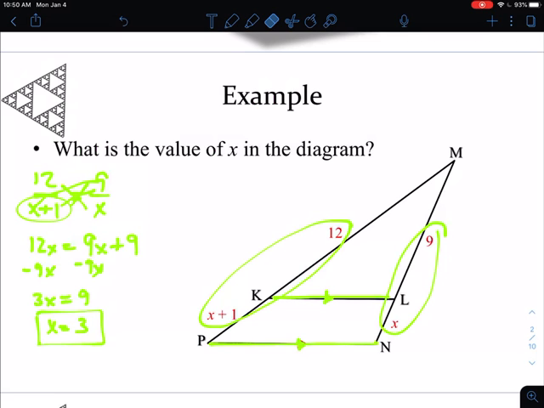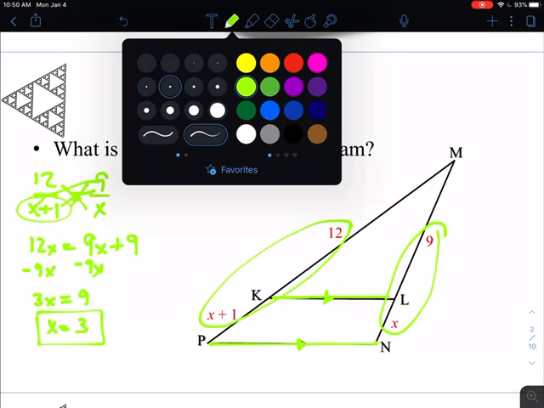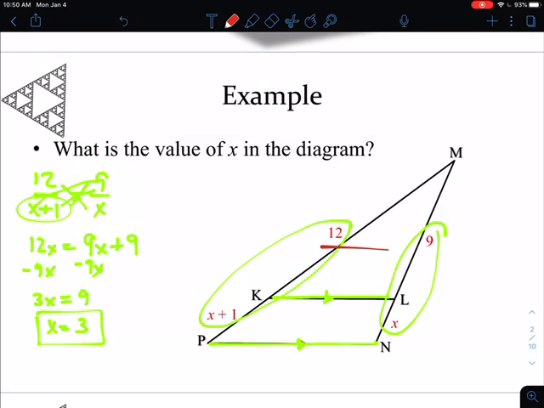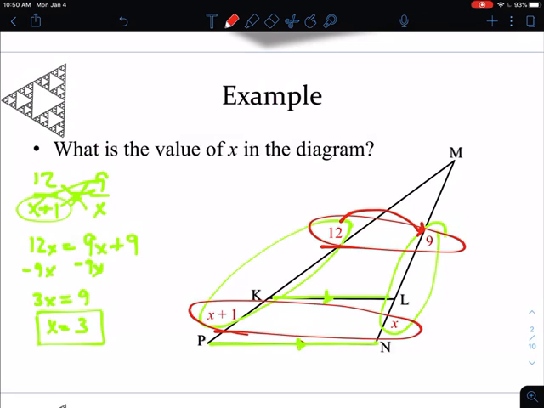We chose to do top over bottom equals top over bottom. We also talked about on the last slide that we could do a left over right equals left over right because the triangle can be reoriented in any manner. And so if we did the left over right and left over right, let's look at what that would look like. So left over right would be 12 over 9. Left over right would be x plus 1 over x.